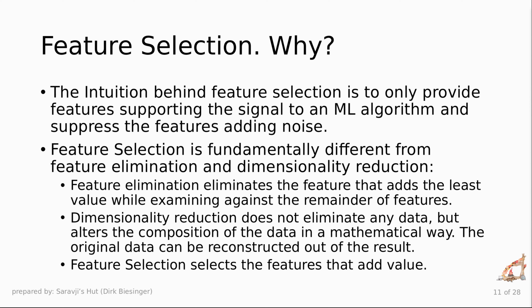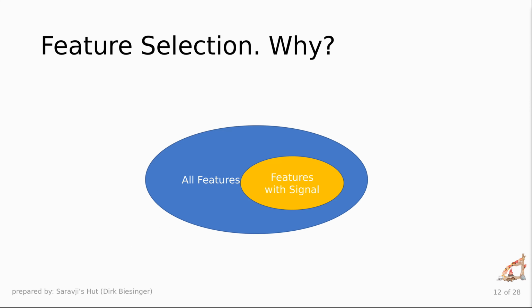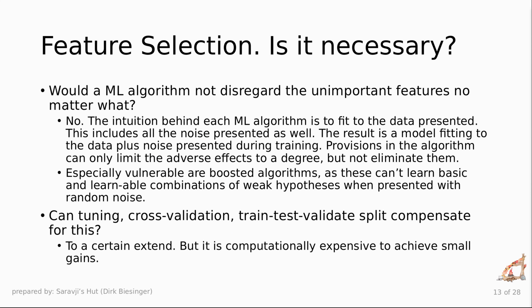Feature selection selects the features that actually add value. If you're looking at it in a graphical way, we have all our features, and a subset of our features is the features that actually add to the signal. The size of the relationship, how many of the features add to the signal compared to all the features, can differ, and that depends on the dataset. And then, of course, the next question is: is feature selection actually necessary?